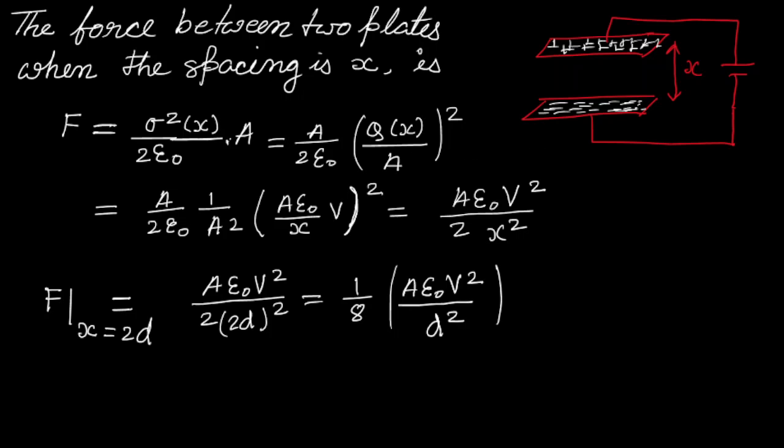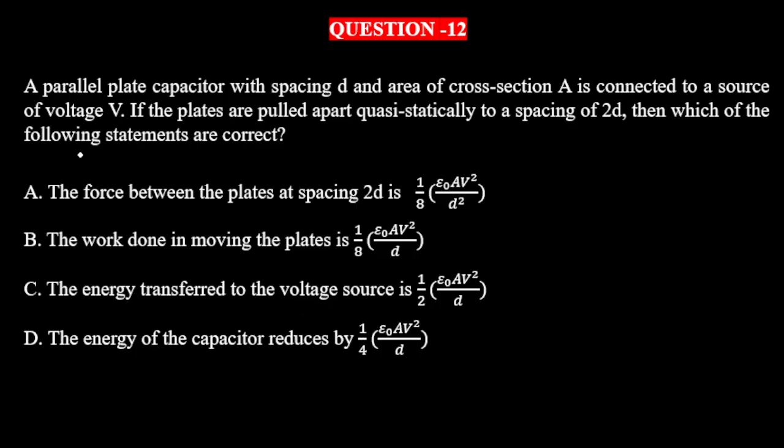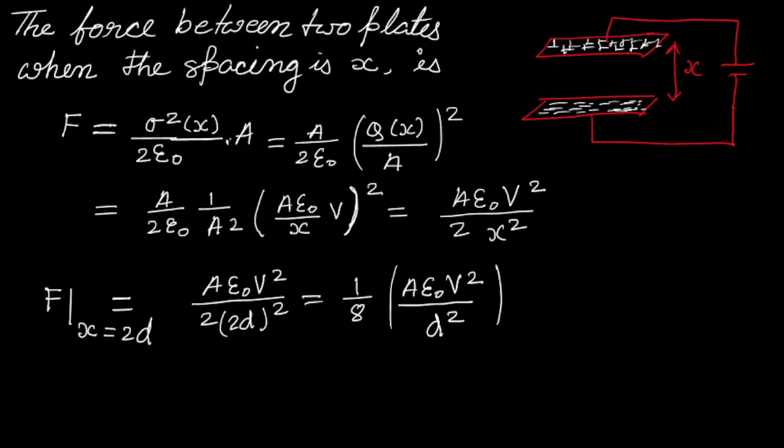Okay, so let me check the first option. The force between two plates at a spacing 2D is 1 by 8 A epsilon naught V square divided by D square. So exactly we are getting the same answer here. That means option A is correct.